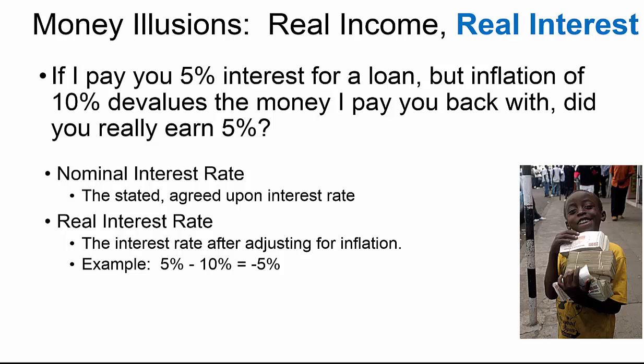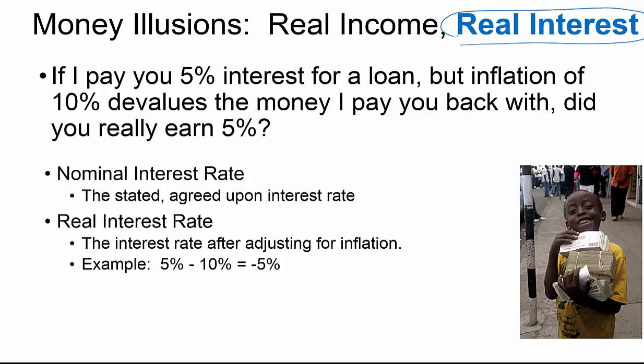Here's some more about money illusion. We also have this thing called real interest. All right, when you borrow money, the interest rate usually takes into account what we think inflation will be. So for example, if I pay you 5% interest for a loan, but inflation of 10% devalues the money I pay you back with, did you really earn 5%? And the answer is no, you actually earned negative 5%.